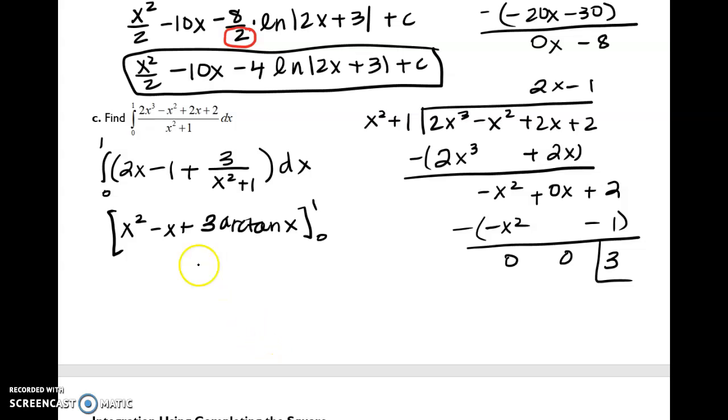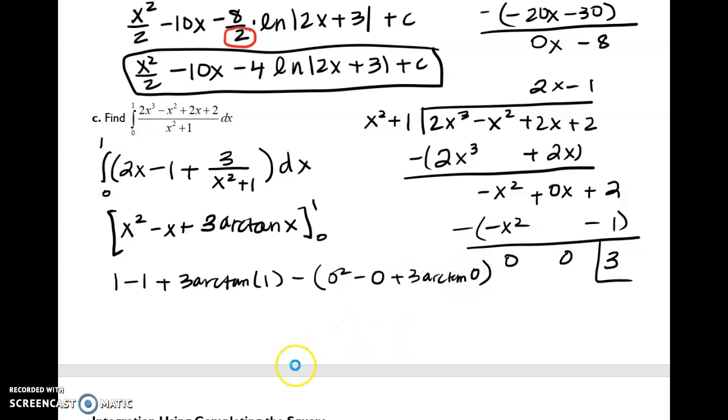And then going from 0 to 1. I would say on these problems, most likely your integral over here will be either natural log, arctan, or some type of u sub is usually what's going to happen there. We already did the antiderivative. I need to evaluate from 0 to 1. So I have 1 squared minus 1 plus 3 arctan of 1, minus 0 squared minus 0 plus 3 arctan of 0.